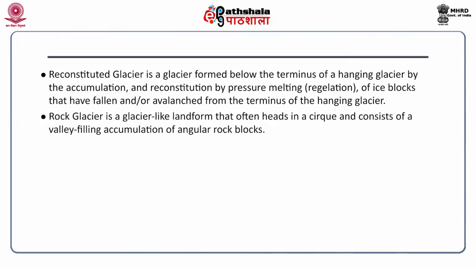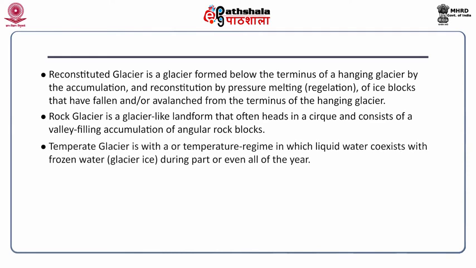Then rock glaciers. Basically, a rock glacier is a glacier-like landform that often heads in a cirque and consists of a valley-filling accumulation of angular rock blocks. Then temperate glaciers. A temperate glacier has a temperature regime in which liquid water coexists with frozen water, that is glacial ice, during part or even all of the year.